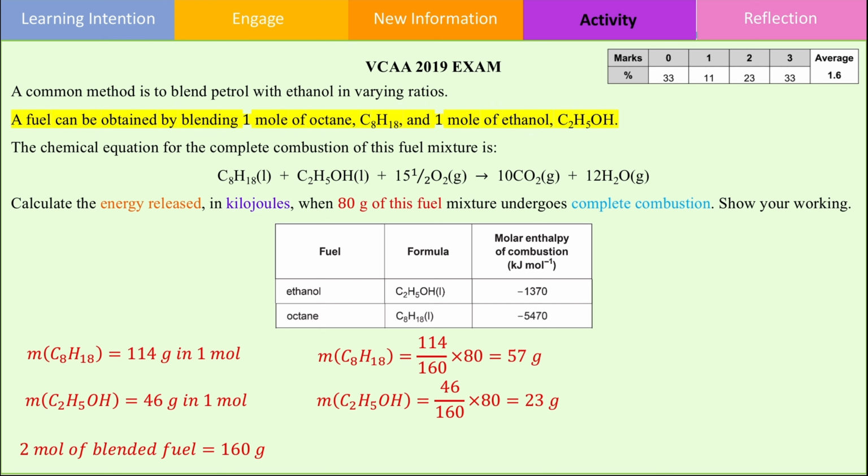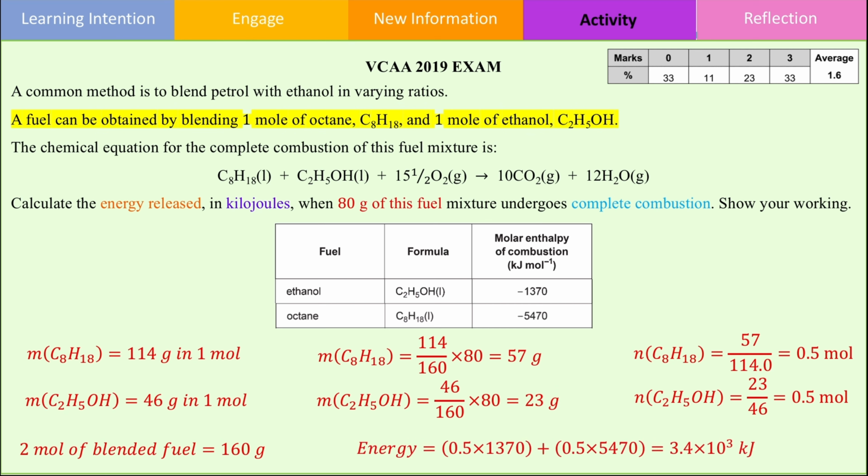Once the mass of each fuel is known, we can convert these values into moles using their respective molar masses. So what I've done over here is divide each of them by their respective molar mass, and now that I know how many moles of octane and ethanol actually underwent combustion, we can calculate the energy released by multiplying the number of moles of each fuel by their respective molar heat of combustions. The total energy released can then be found by adding the energies combined, giving us a final answer of 3.4 times 10 to the power of 3 kilojoules when corrected to two significant figures.